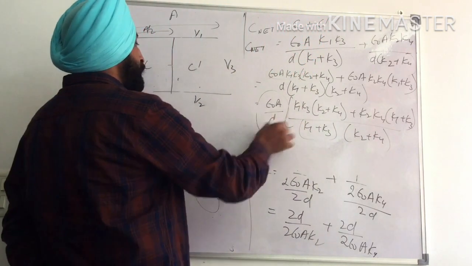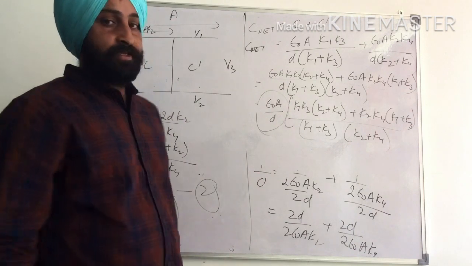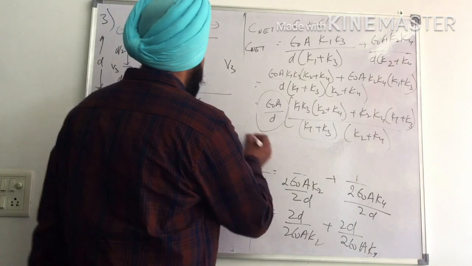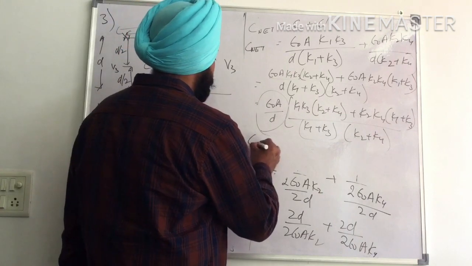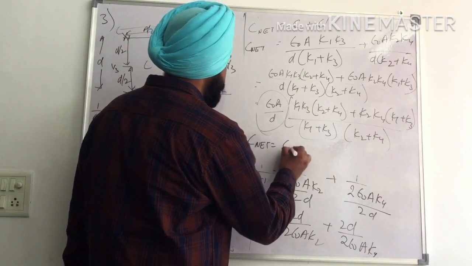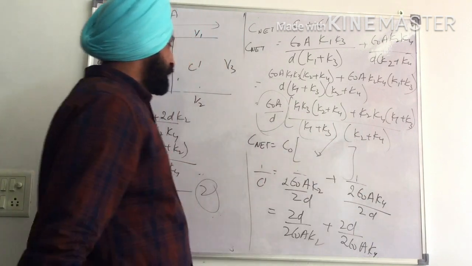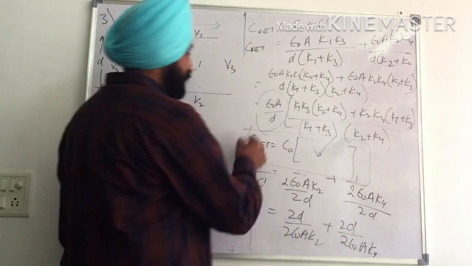Now again, epsilon naught A by D is the capacitance of a capacitor without any dielectric plate. So I can write it as C naught. So C net is equal to C naught into this entire value. So this is how you can solve this question.